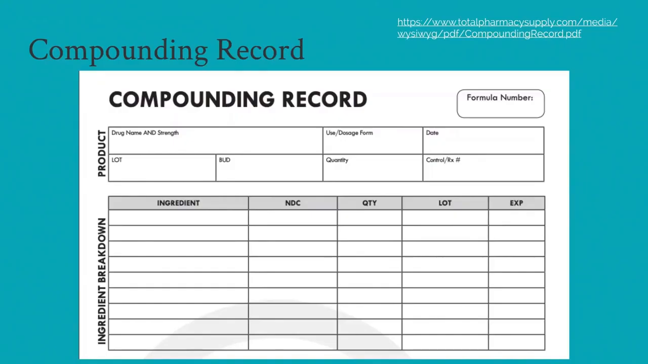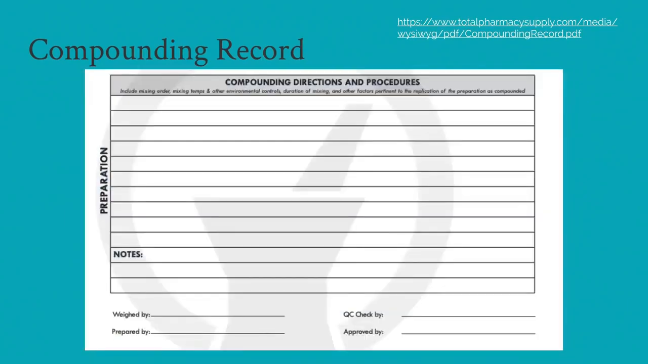And again, we have another example of a compounding record. Not all compounding records are going to look like this. This is just an example of how some of the information is organized. And once again, a section for your compounding directions and procedures.